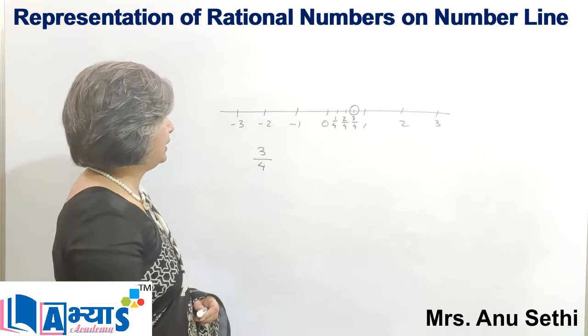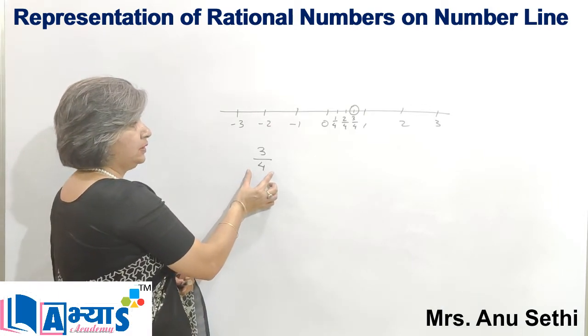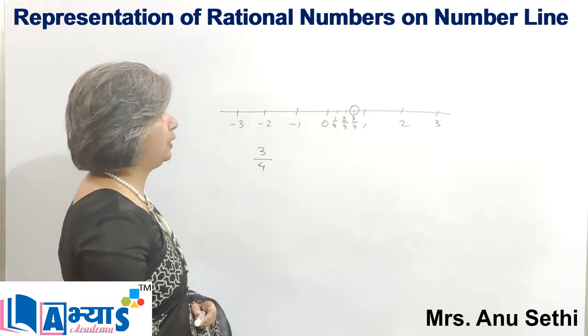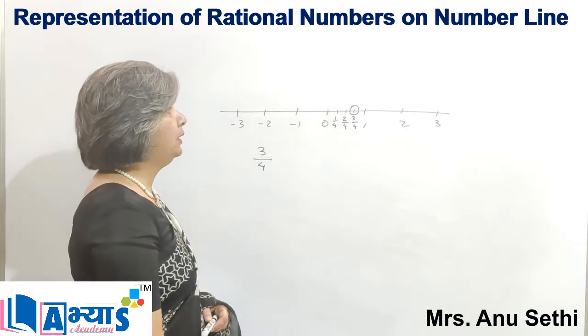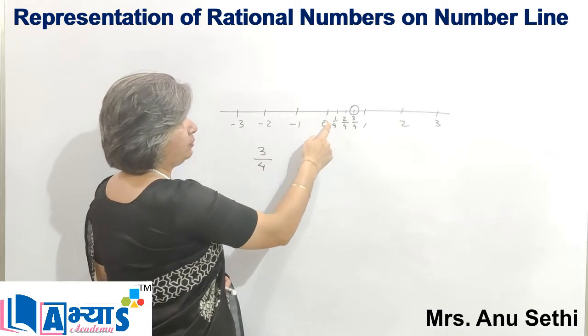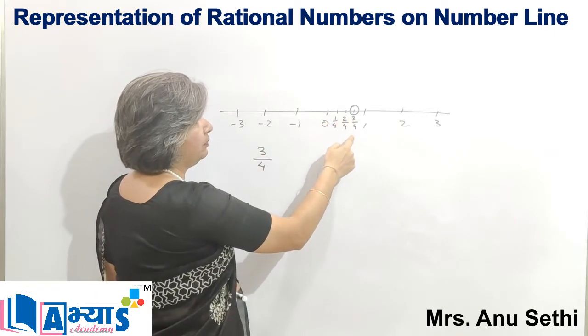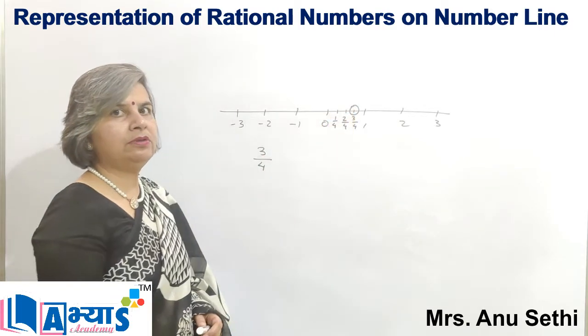To discuss again what I have done: as 4 is the denominator, I will divide 0 and 1 into 4 parts. Then I will count the parts. That means this is 1 by 4, this is 2 by 4, this is 3 by 4, and I will plot the number 3 by 4.